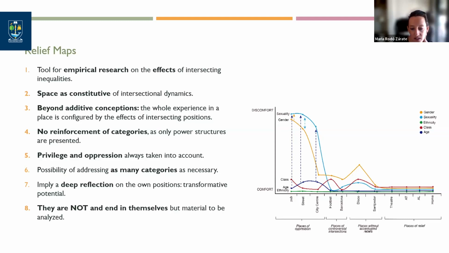There's no reinforcement of categories. Privilege and oppression are always taken into account. And they also allow for a great variety of categories to be considered. Another important issue is that they imply a deep reflection on oppression, privilege, and inequalities, which has an important transformative potential also during the research process. And finally, it's important to note that they are not an end in themselves, but material to be analyzed. So they are a tool for collecting, analyzing, and visualizing data. That's also why they are not a graphic, but a map or a drawing of the subjective perception of inequalities.